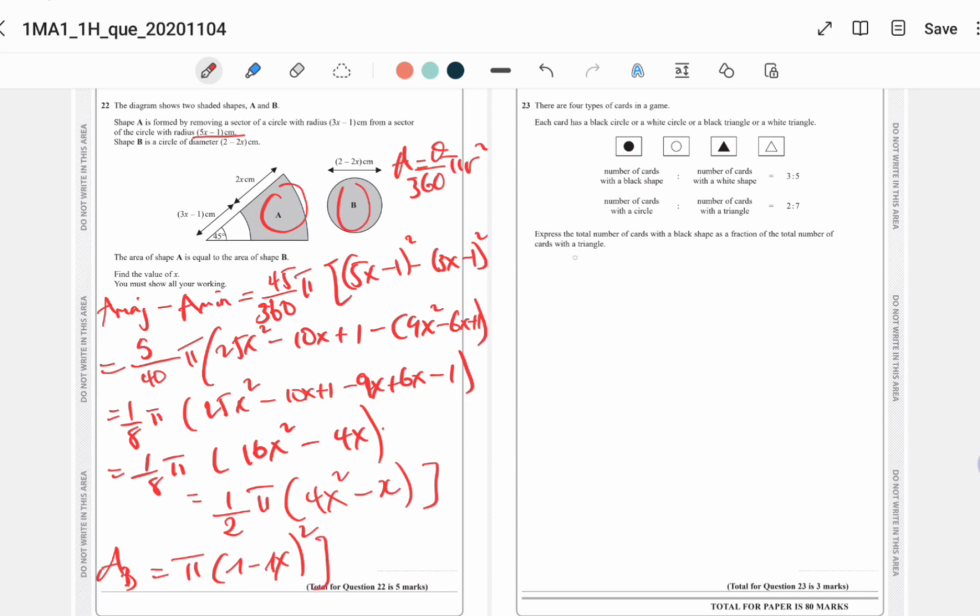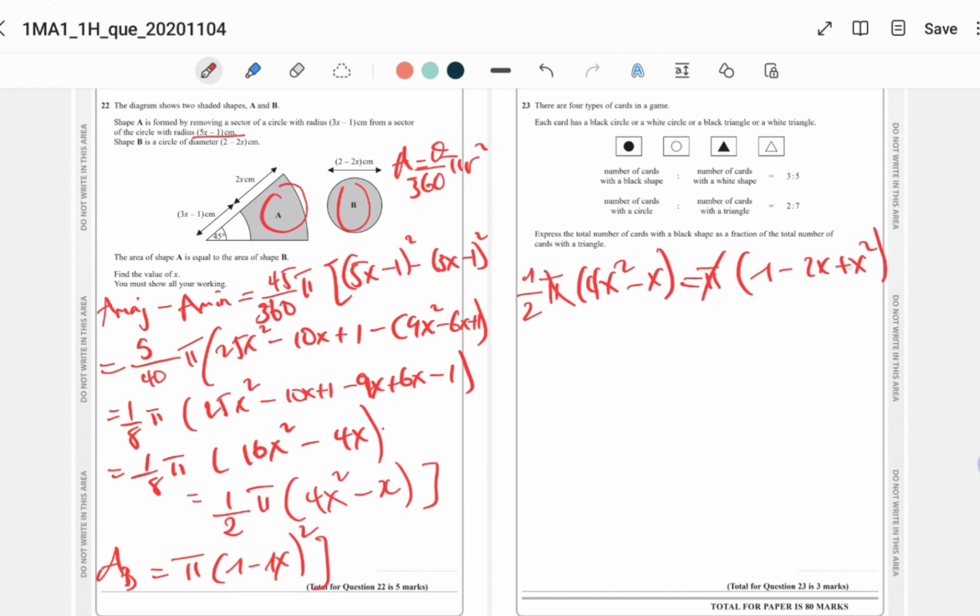I'm just going to open up these, and keep in mind that they say both areas are the same, so I'm going to say area of A, which is a half pi, 4x squared minus x, should be equal to pi, well, I'm just going to open this bracket at once, 1 minus 2x plus x squared. Okay, pi would cancel out.